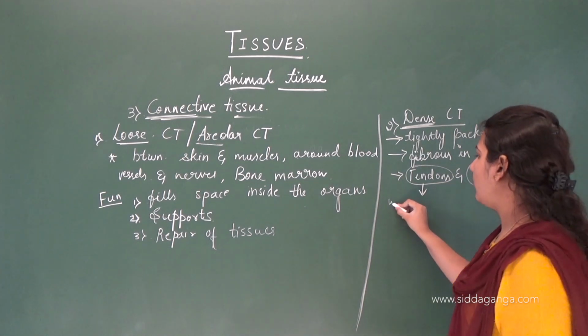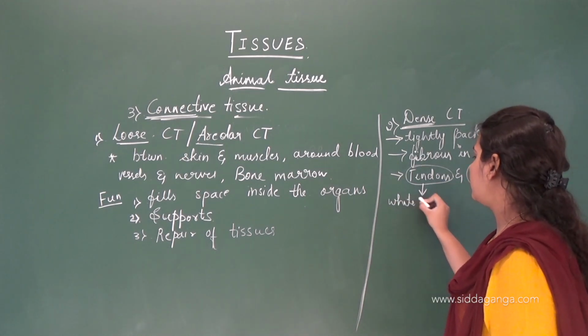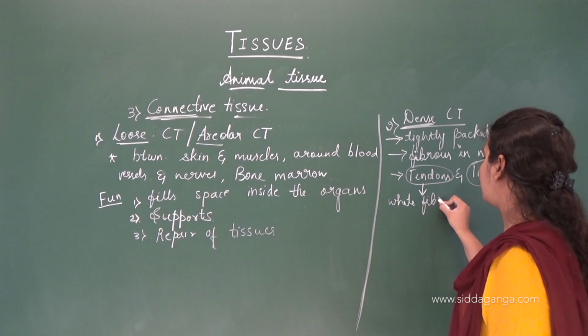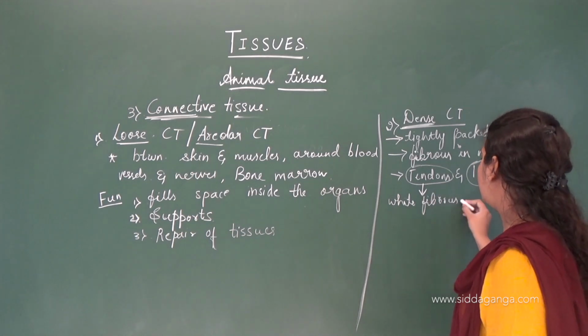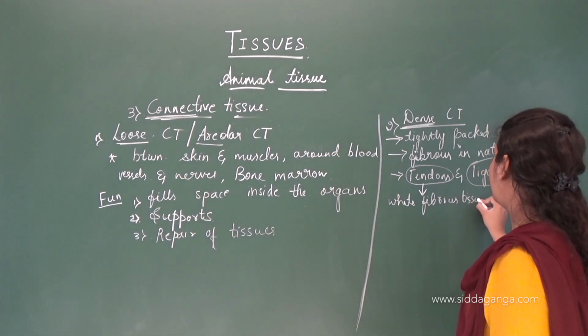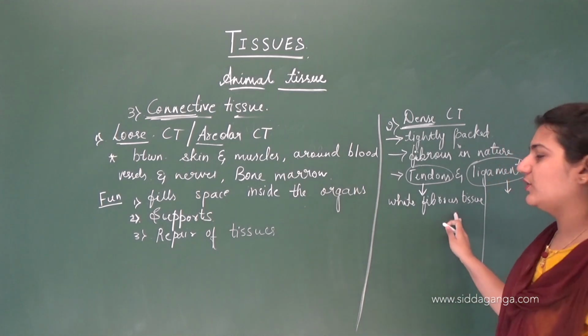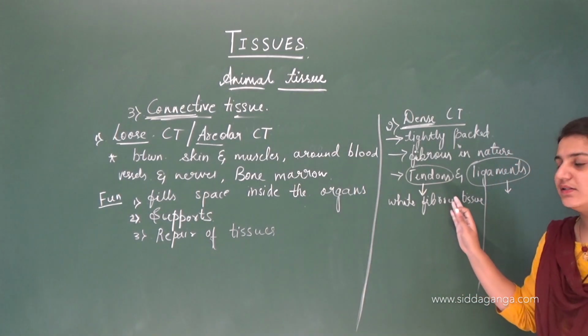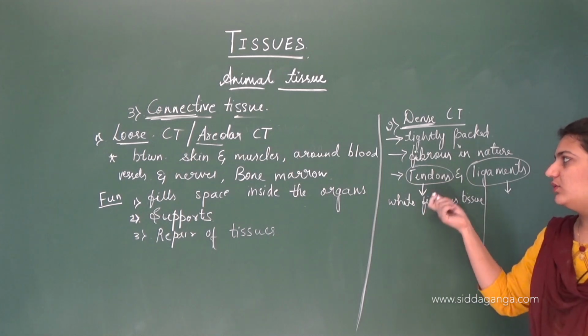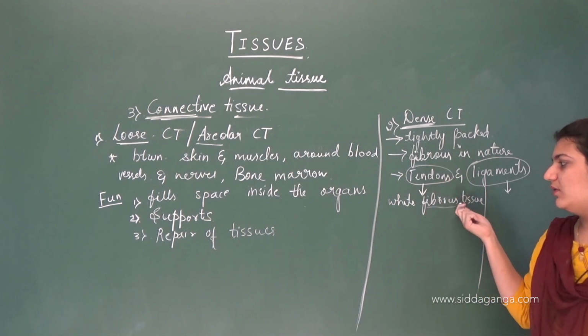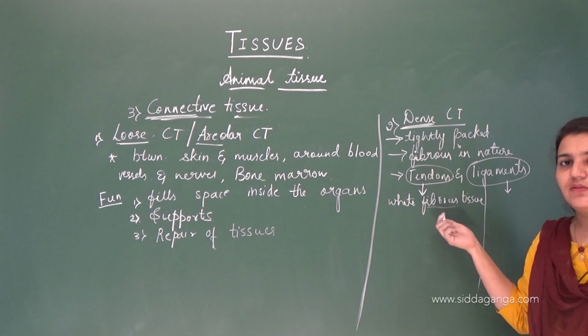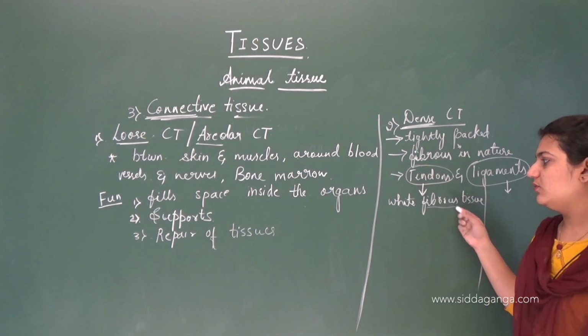These are white fibrous tissues. These tendons are white fibrous. Both these tissues are fibrous in nature. This is white fibrous tissue.